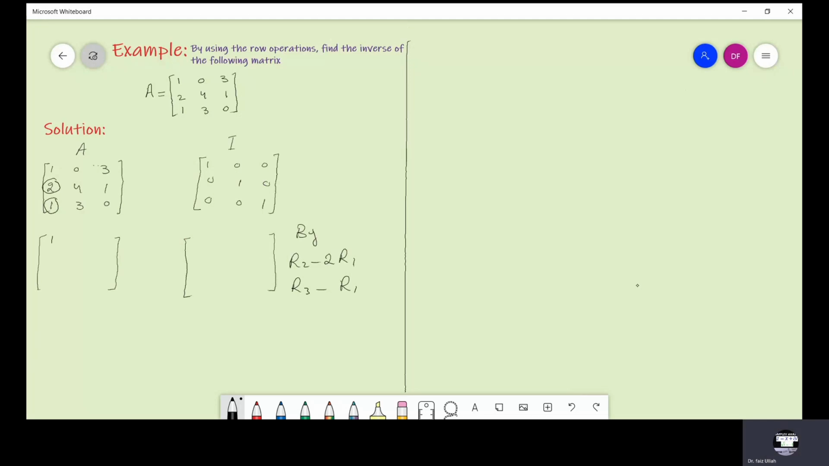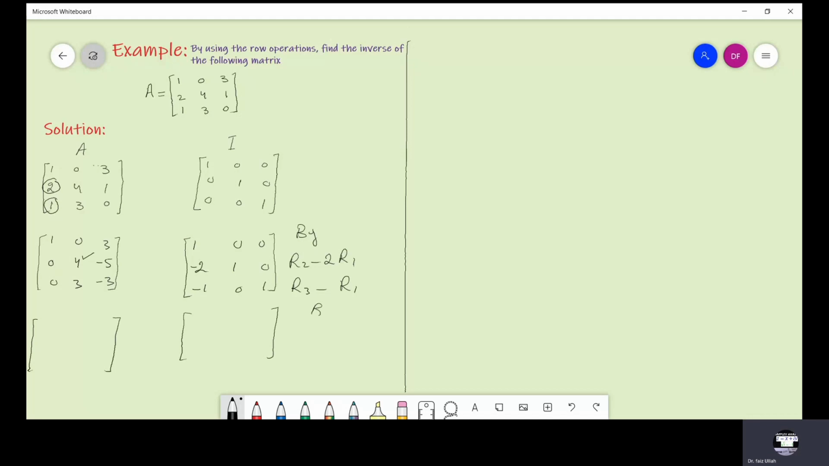And we get 1, 0, 3, 0, 4, minus 5, 0, 3, minus 3. Now we should perform the same operation on I. So we get 1, 0, 0, minus 2, 1, 0, minus 1, 0, 1. In the next step, we need that this 4 should be equal to 1. So we need another row operation.